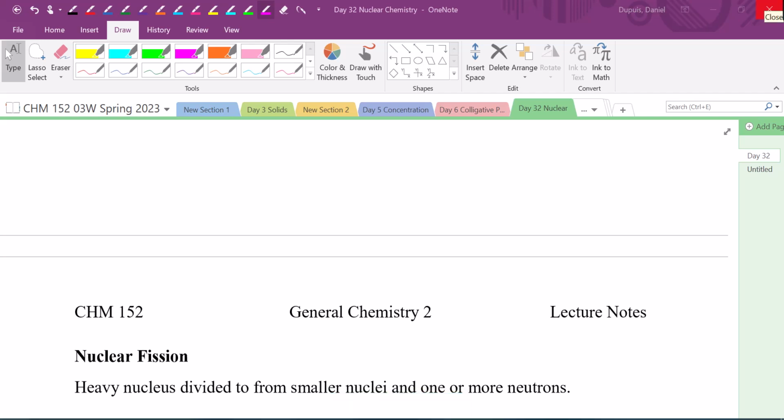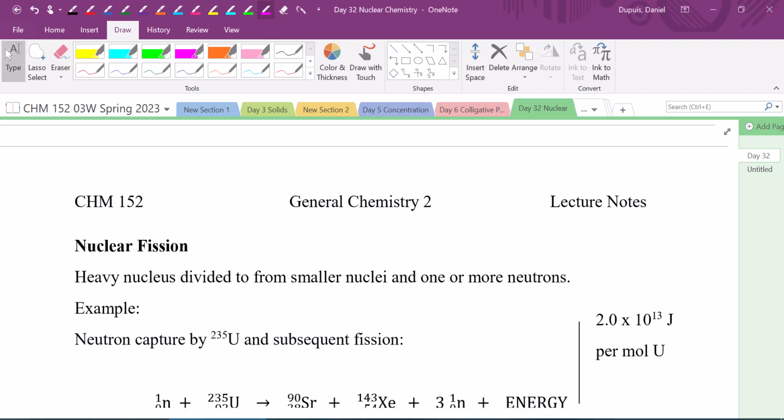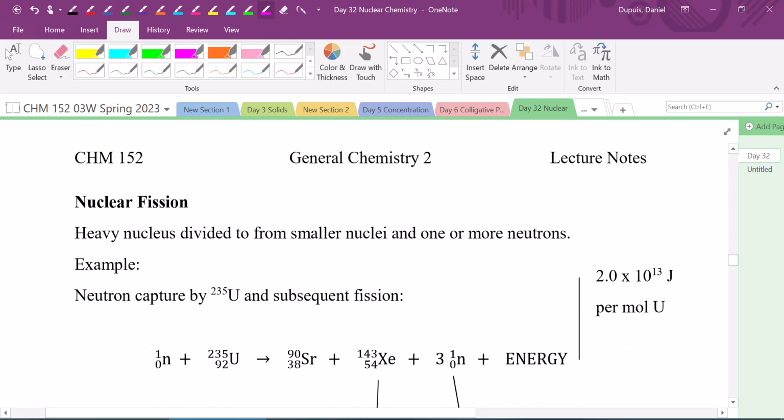Alrighty. So there's two types of nuclear reactions we're going to talk about. And the first one is fission. This is when bigger or heavier nuclei are divided to form smaller ones, and at least one neutron. The prime example we're going to talk about is a neutron captured by uranium.